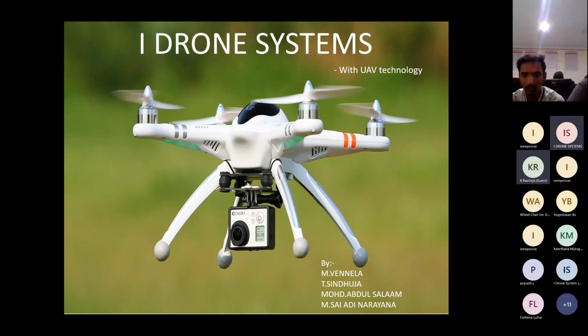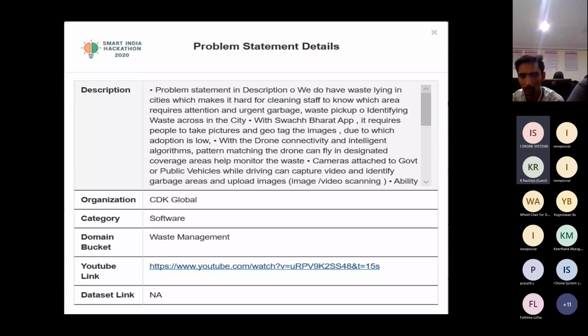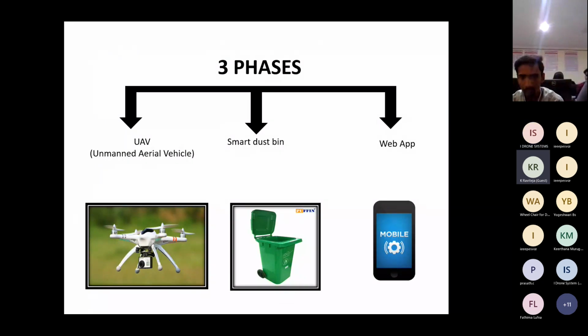Good morning, everyone. So my team iDrone Systems has worked on a problem: we have seen much waste lying in the cities, and it makes it difficult for the cleaners to clean and identify the place where the garbage is getting full. So we have worked on a system in a drone manner, and this system is divided into three phases, which are the unmanned aerial vehicle, smart dustbin, and web app. These three phases will be explained by my teammate Benella.